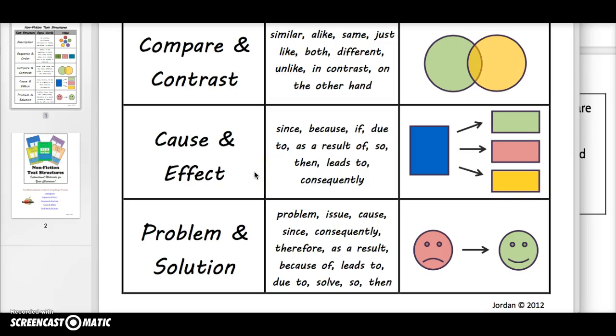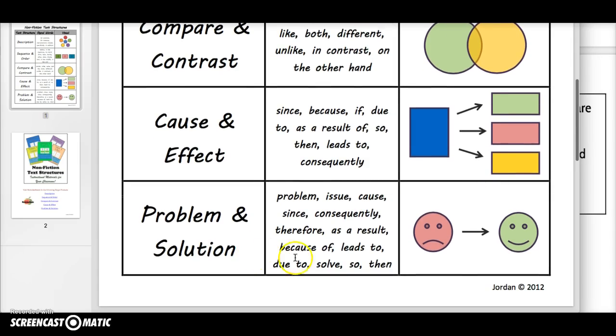Another type of text structure is cause and effect. Cause and effect is when an author is organizing their information to show you that because one thing happened, another happened. They're really trying to show that there's a relationship between those two things. So you're going to want to look for words like since this happened, because this happened, or if, or due to, or as a result of this, then this happened. A great way to visualize this is having one topic here, this is our cause, and then these are all the things that happened because of it.